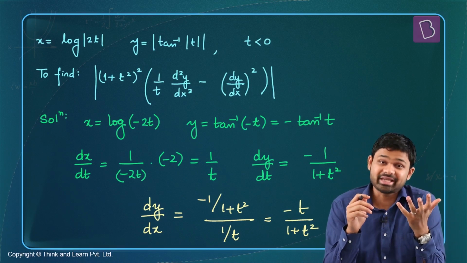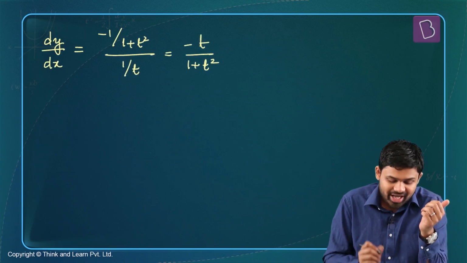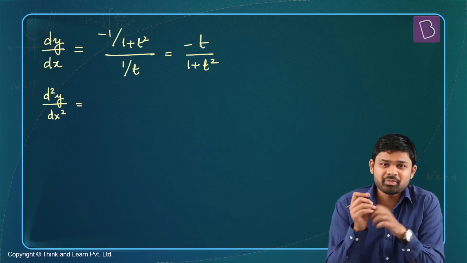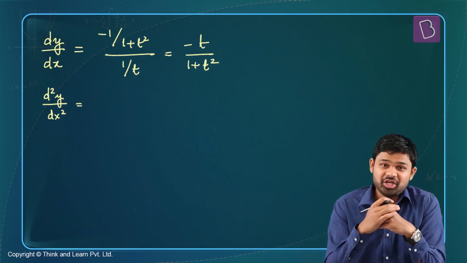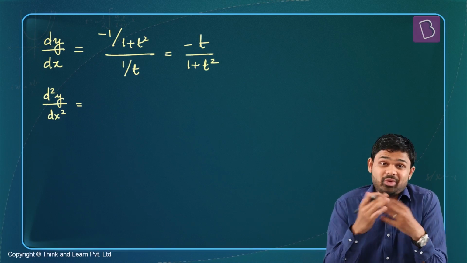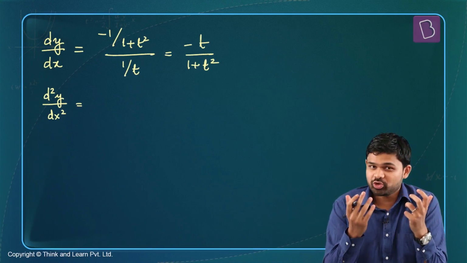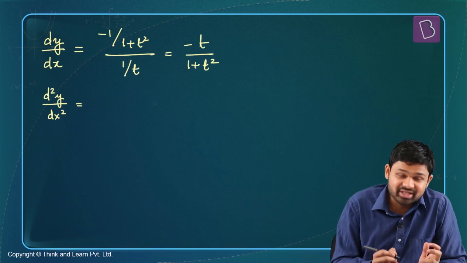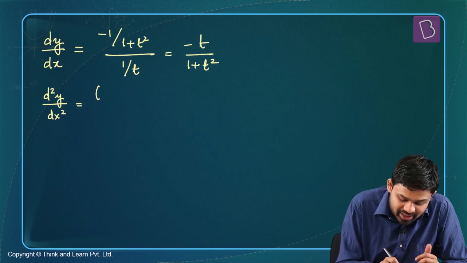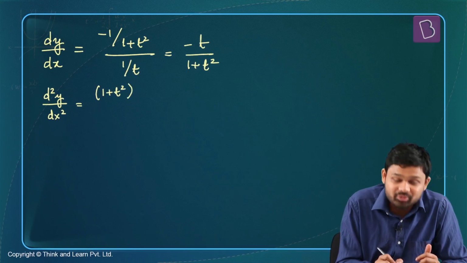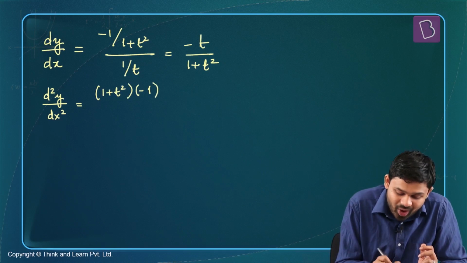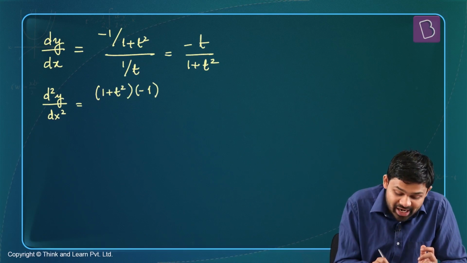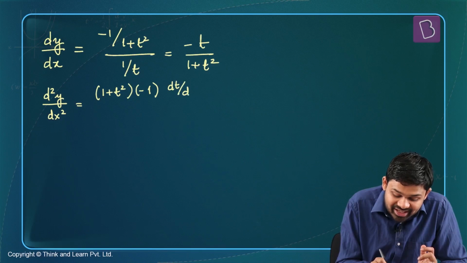Now let's differentiate it again with respect to x to get the value of d square y by dx square. Now dy by dx is a quotient of two expressions, so in order to find d square y by dx square, we're going to use the quotient rule of differentiation. Keep the denominator, that is 1 plus t square, and differentiate the numerator. What's the numerator? It's minus t, so upon differentiating you get minus 1, but do not forget dt upon dx.